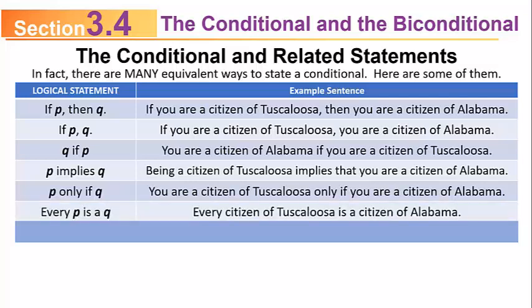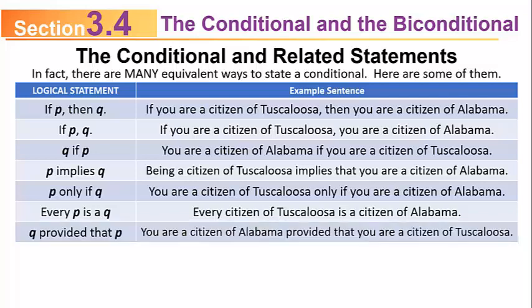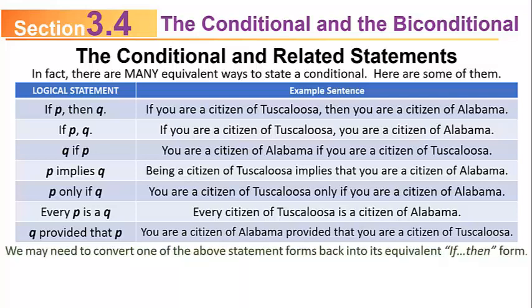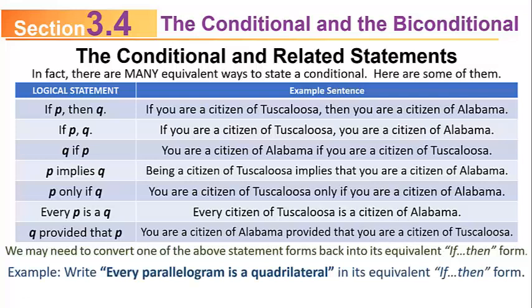Every P is a Q. The example sentence would be, every citizen of Tuscaloosa is a citizen of Alabama. And Q provided that P. You are a citizen of Alabama provided that you are a citizen of Tuscaloosa. In some of the problems we do, we might need to convert from one of the above statement forms back to its equivalent if-then form. So if you see any of these, you can convert them back to the original first line statement, the if P then Q type. Suppose I ask you to write every parallelogram is a quadrilateral in its equivalent if-then form.